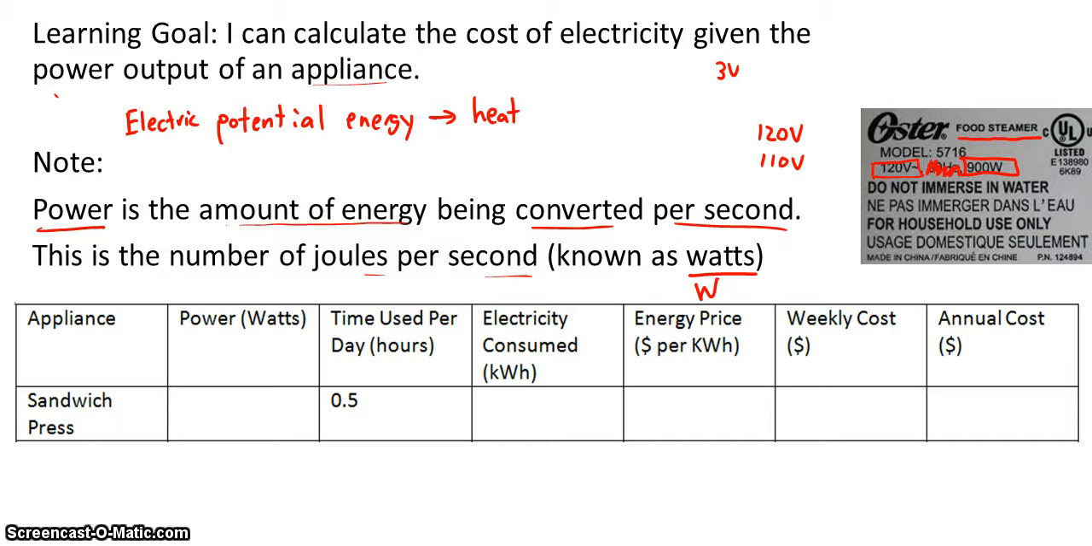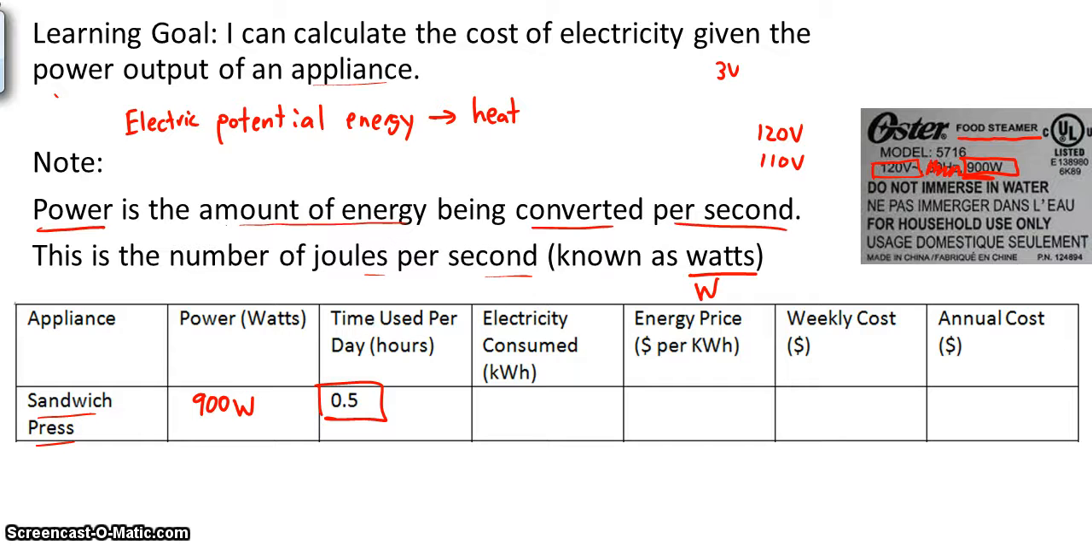Let's pretend like our sandwich press has 900 watts. That's how many joules are being converted from electric potential energy to heat. Okay, we're going to make up a time here. I wrote some times for you. Let's pretend like your family used a sandwich press for half an hour every single day. So we need to figure out how much energy you consumed doing that.